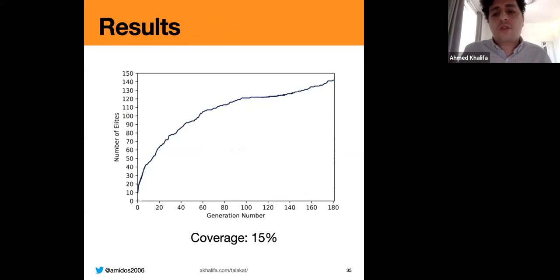So we ran this algorithm for 180 generations. As you can see, it found almost 140 levels, which is about 15% of the full map covered, but it was still increasing. So if we run it for longer, we will get more coverage. We are sure about that.